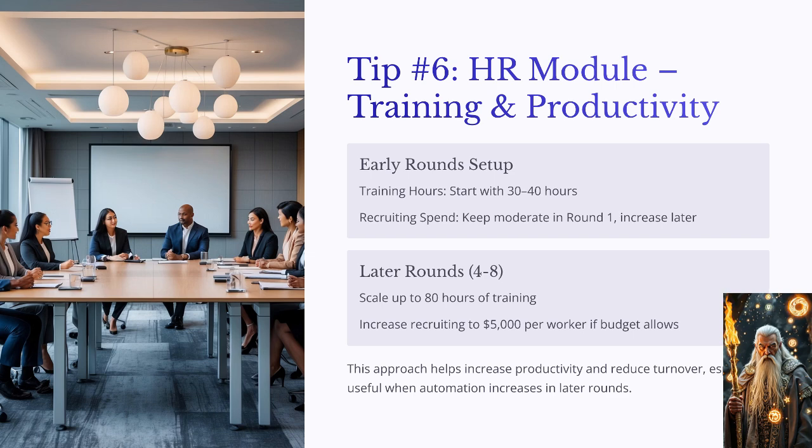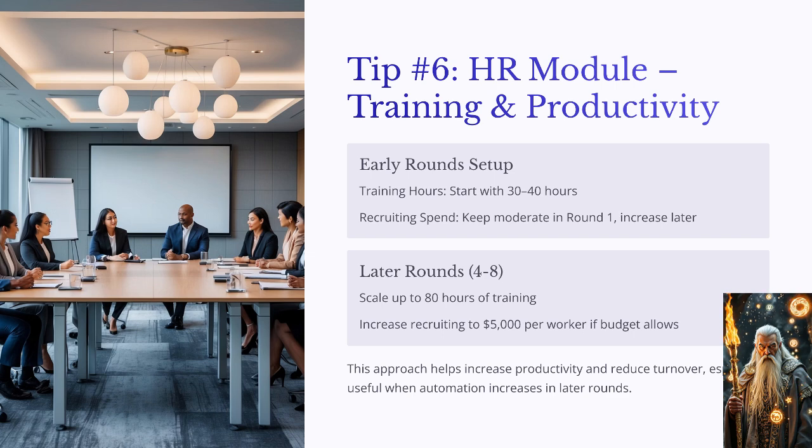Tip number 6. HR module, training hours and productivity, 12:30 to 14:00. Turn on the human resources module if enabled. Here's a quick setup. Training hours: start with 30 to 40 hours. Recruiting spend: keep it moderate in round 1, increase later. This helps you slowly increase productivity and reduce turnover, especially useful when automation increases later.